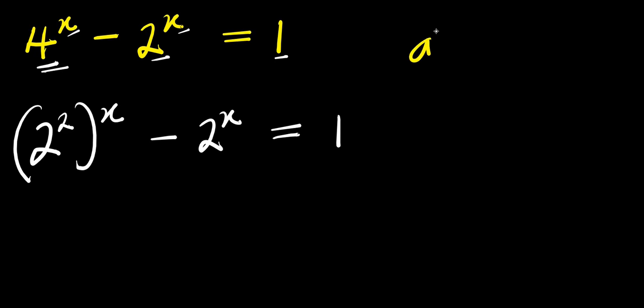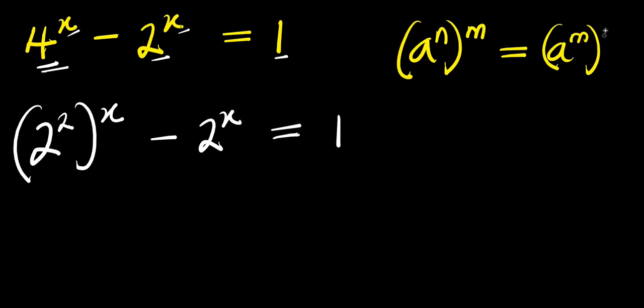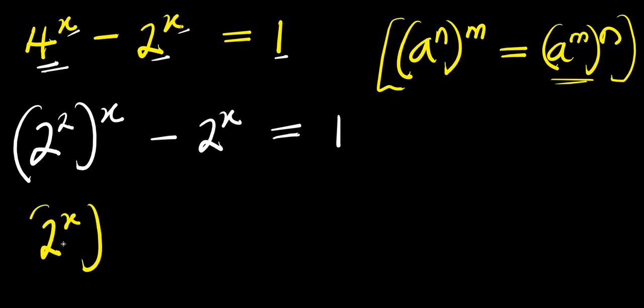Now, if you have a power m raised to the power of n, this equals a power m times n. So what we are going to do will be to apply this identity here. We have 2 power x raised to the power of 2 minus 2 power x equals 1.